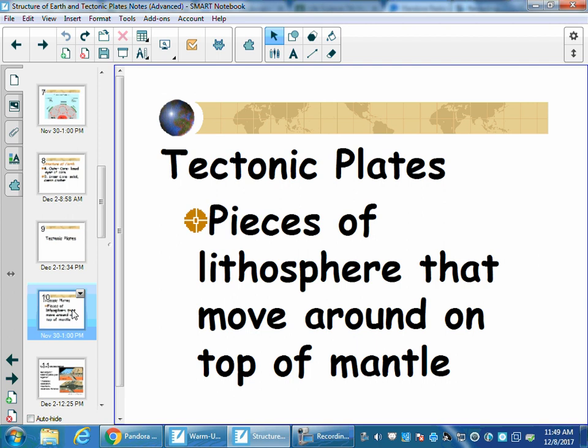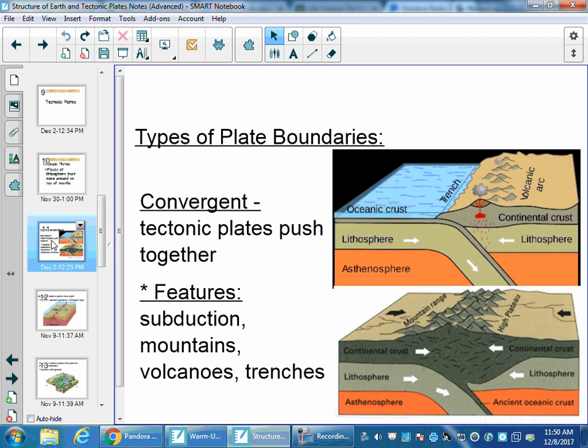Pieces of the lithosphere, and they move around on top of the mantle. And when they do, eventually they're going to either move towards each other or move away from each other. So they are what are called tectonic plate boundaries, where the edges of these plates are. And there are three different types of boundaries that we're going to talk about that we kind of explored earlier in class. The first type of plate boundary is a convergent plate boundary. This is where tectonic plates push towards each other or together. They are moving right at each other.